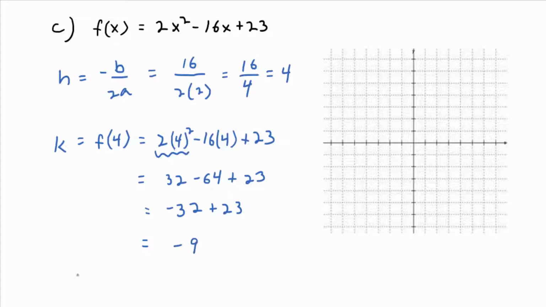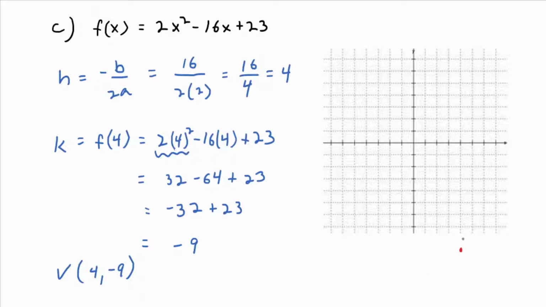So what's the vertex? 4, negative 9. All right, so let's plot that point. Go over 4. 1, 2, 3, 4, down 9. 1, 2, 3, 4, 5, 6, 7, 8, 9. I'm extrapolating a little bit. So there's my vertex.